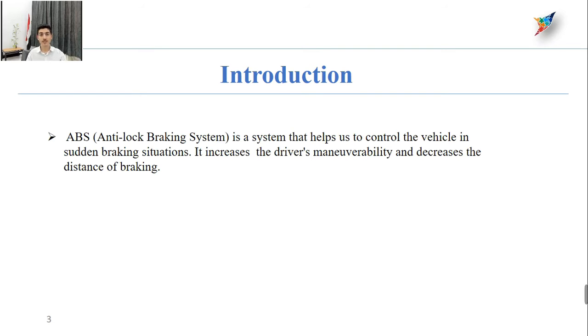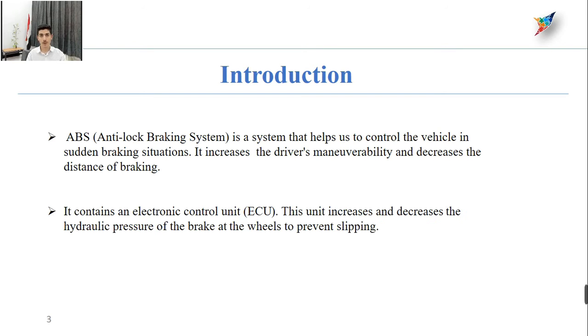ABS, anti-lock braking system, is a system that helps us to control the vehicle in sudden braking situations. It increases the driver's maneuverability and decreases the distance of braking. It contains an electronic control unit, ECU. This unit increases and decreases the hydraulic pressure of the brake at the wheels to prevent slipping. ABS stops the car in a much safer and more comfortable way.